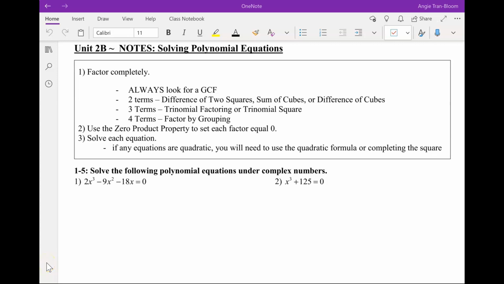Thank you very much. Number 4, Aiden, can you help us? I mean, number 4. Number 2, help us do number 2. Zero product property says each factor equals 0.